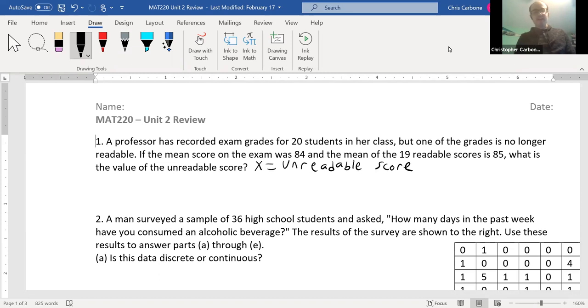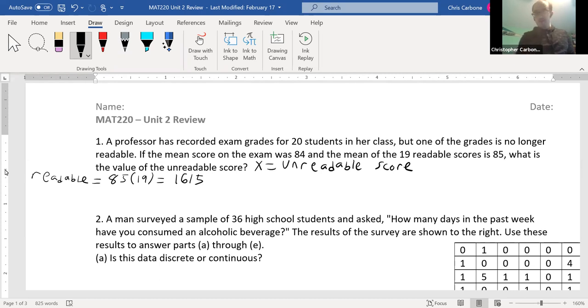And we need to find the value of all of the 19 readable scores. So to find those readable scores, we're just going to take the value of 85 and multiply that by 19, which will give us a value of 1,615.